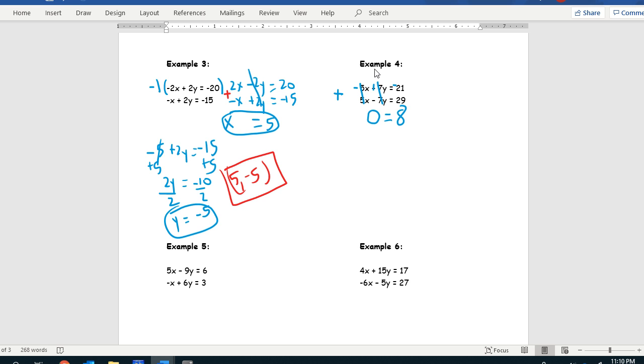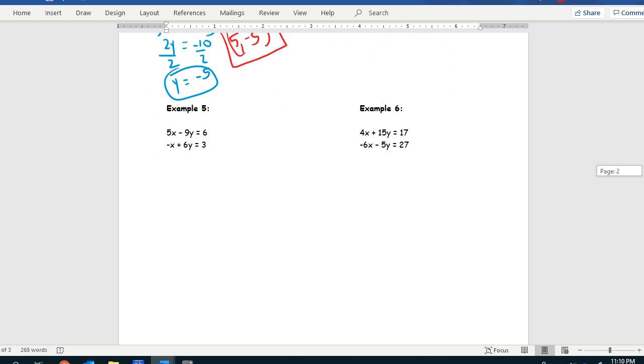So this should look familiar to some stuff we've seen before. When the variables drop out and you're left with a mathematical statement that is not true, 0 does not equal 8, your answer is no solution. All right, let's move on.